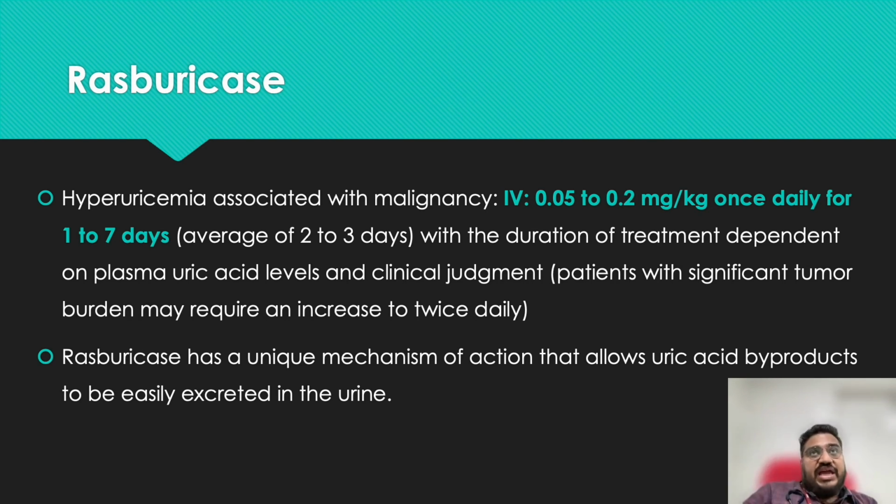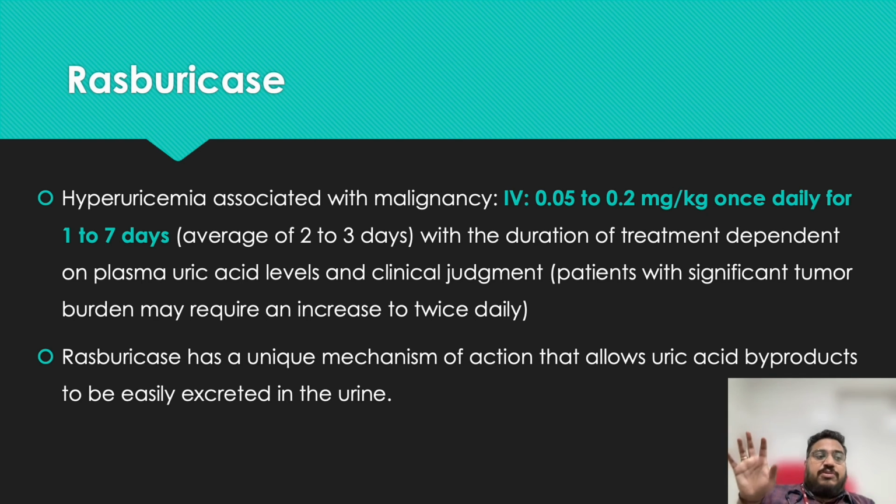If the level is very high, like 15, 20, 30, we had a patient a couple of months back with a uric acid level of above 25. So again, one of the indications to use it is a very high level of uric acid. You can give Rasburicase, and it has a unique mechanism of action that allows the uric acid byproduct to be easily excreted by urine. So that is in a nutshell.